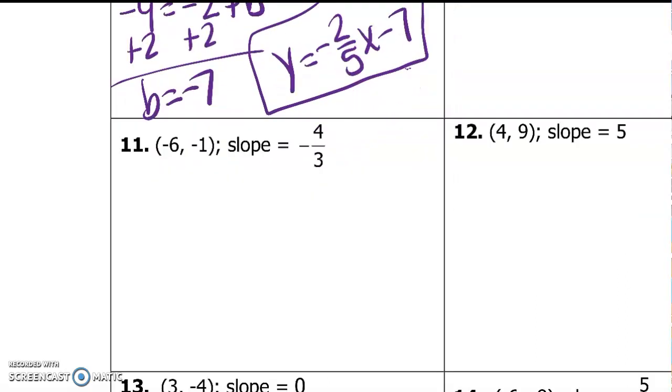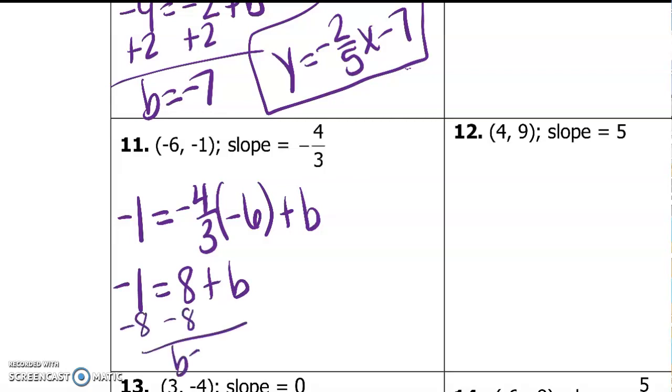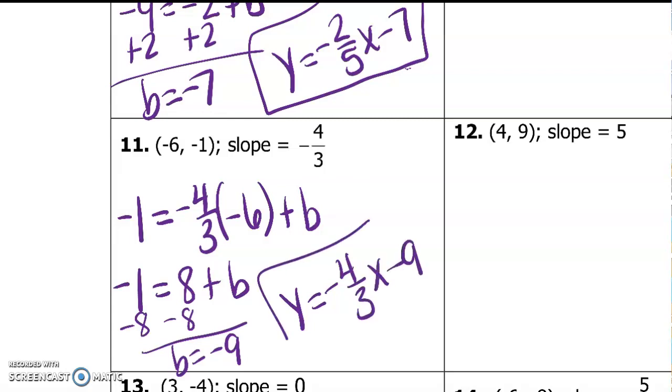Number 11, -1 equals -4/3 times -6 plus b. So multiply to give us 8 plus b. Subtract 8, b would equal -9. So y equals -4/3 x minus 9.